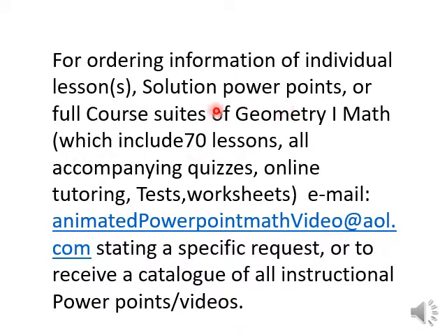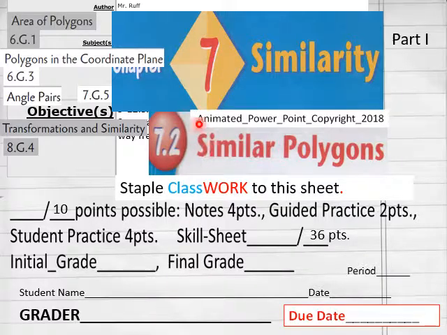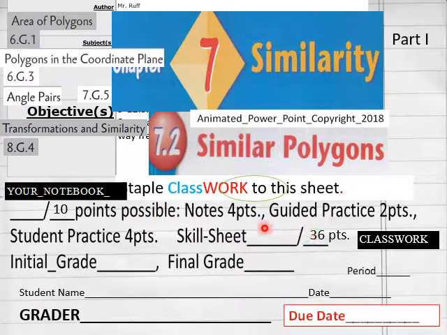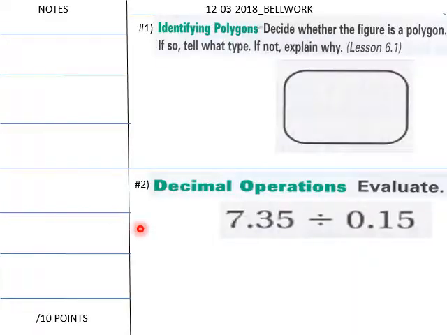Hello everybody, we're getting ready to do lesson 7.2 of Geometry 1 Math, Part 1. Here is our 7.2 Similar Polygons, Part 1. Here are our standards for this lesson. We've got a 36-point skill sheet and then a 10-point note-taking guide.